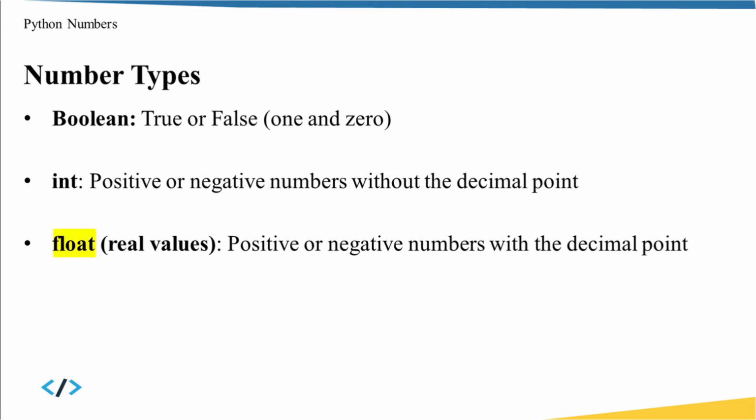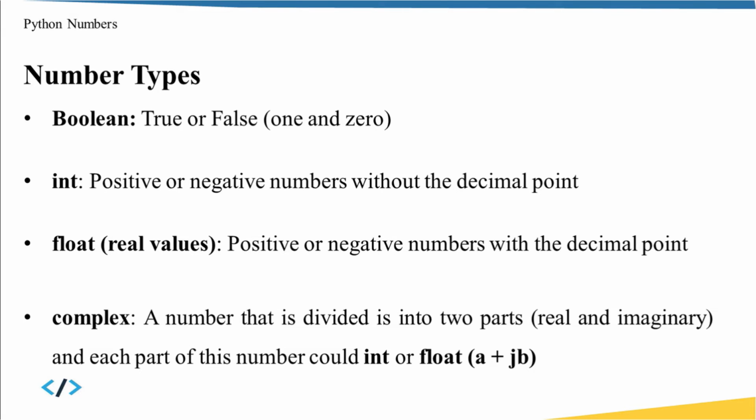The third type is float, and usually float is like integer in which we store positive or negative values, but if you want to add a decimal point, float is the correct data type for that. The last supported type is complex, and usually a complex number is divided into 2 parts, real and imaginary, and each part of this number could be an integer or a float. For example, we write a plus bj, so a could be integer or float, b could be integer or float. Most often, we use complex numbers with complex algebra, not in software engineering. Therefore, in our future lectures, you are not going to see complex numbers in any of our examples.